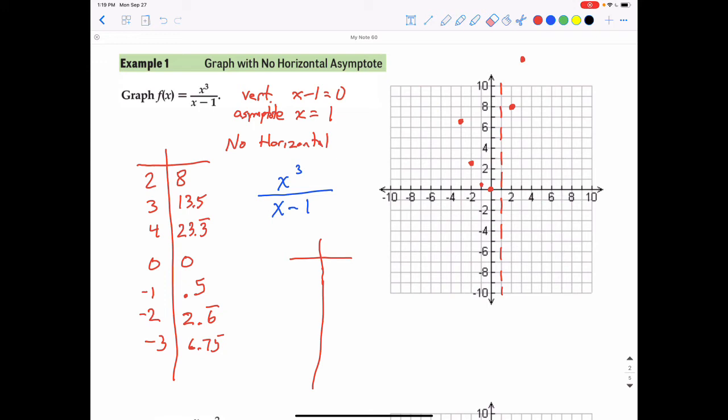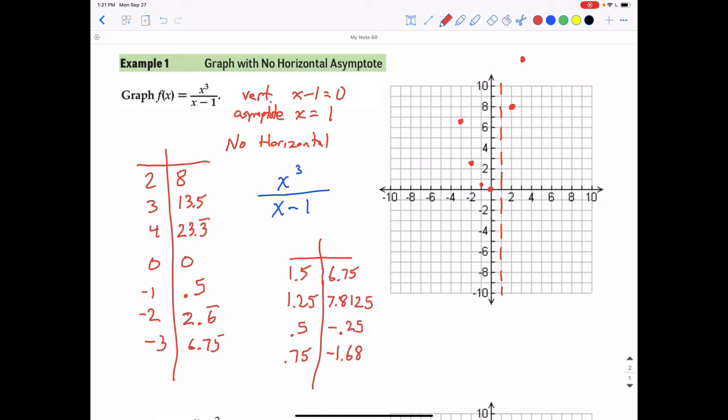And on the right side of the asymptote, let's pick 1.5 and 1.25. And on the left side of that asymptote, let's go with 0.5 and 0.75, and let's see what's happening closer to the asymptote. So when you replace the x with 1.5 in the equation, you're going to have 1.5 to the third power over 1.5 minus 1, and that's going to equal 3.375, and then we will divide that by 0.5, and we get 6.75. And then when we do that for the rest of the graph, this is the t-chart that results.